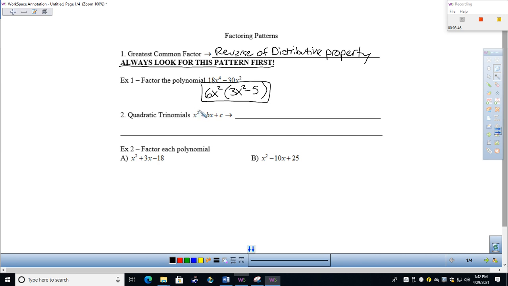So quadratic means a degree 2 polynomial. Trinomial means 3 terms, 1, 2, and 3. And when we just have a coefficient of 1 in front of the x squared, it's pretty straightforward. So here's what I will have you write, and then we'll go for it. I think of this as just the reverse of FOILing. So remember, first, outside, inside, last, of course.